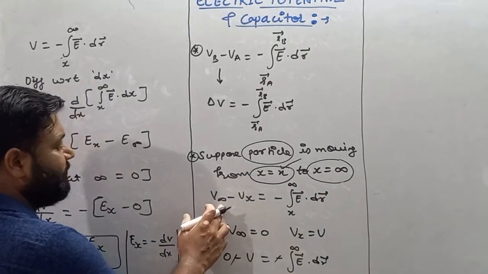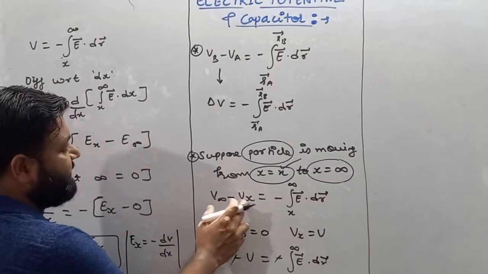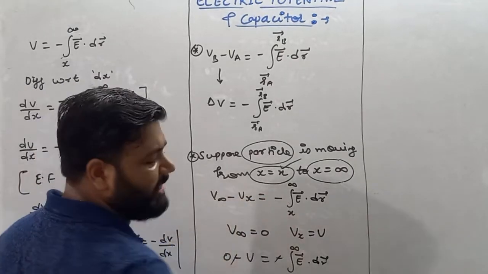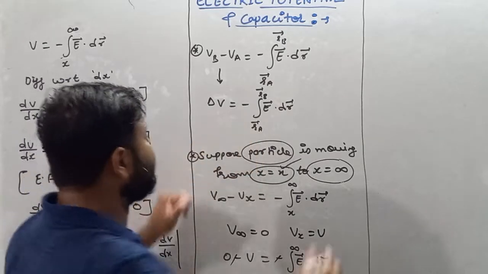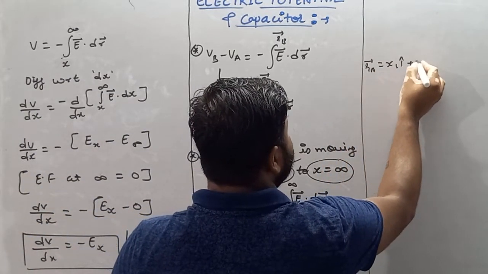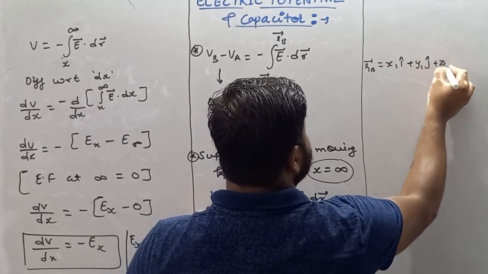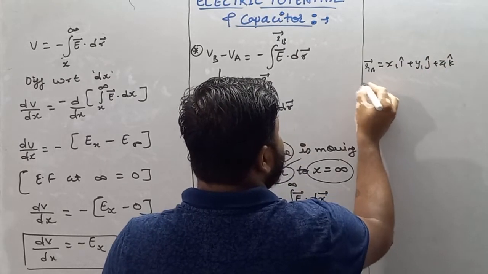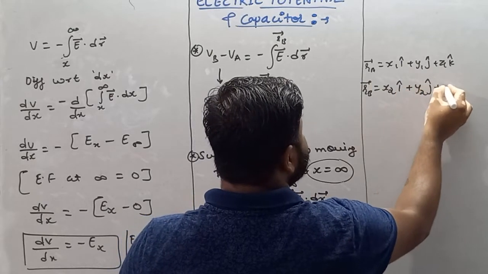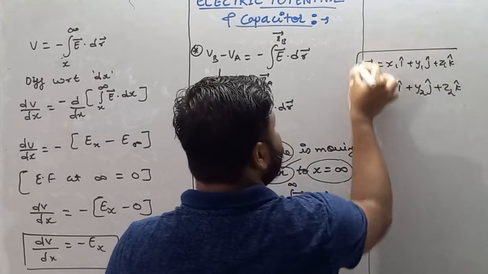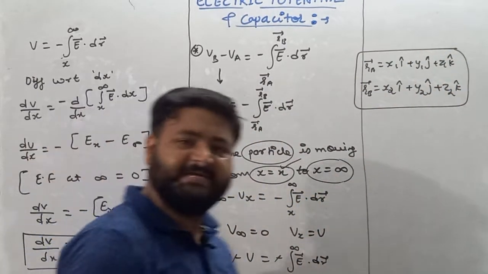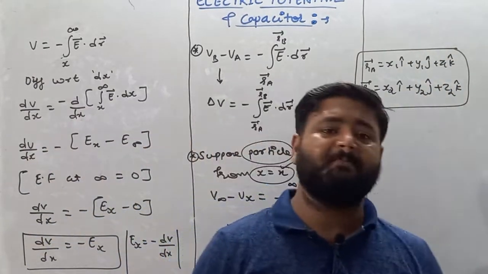So we'll write V infinity, that is final, minus Vx, that is initial, Vb minus Va, is equal to minus the integral. See, the Ra vector can be written as x1 i cap plus y1 j cap plus z1 k cap, and the Rb vector can be written as x2 i cap plus y2 j cap plus z2 k cap. We know the formula of the position vector: x i cap plus y j cap plus z k cap.